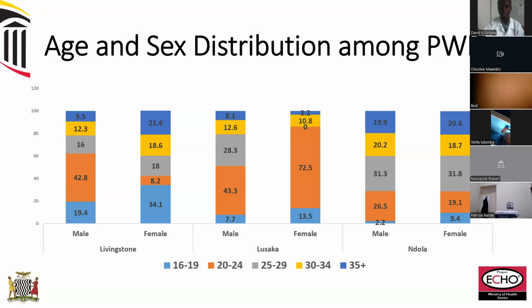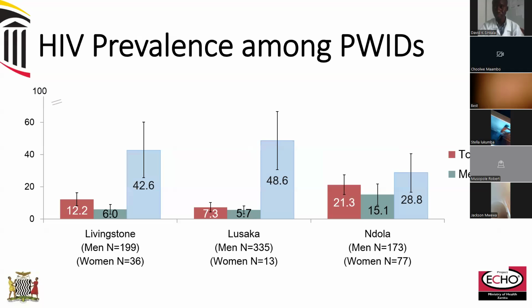From the BBS, we were able to assess the age distribution among people that were found to be using substances. To note, in Livingstone, the majority of the people using drugs were males aged 20 to 24, and kind of the opposite with Lusaka. Lusaka had the majority of young adolescents and young women aged 20 to 24 actively using substances, while in Ndola, those aged between 25 to 29 years were using drugs.